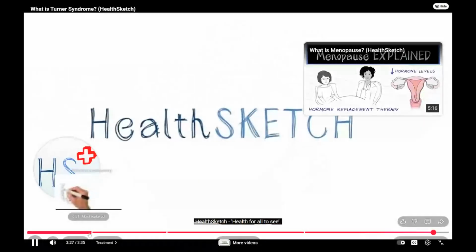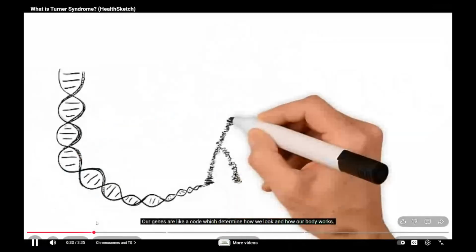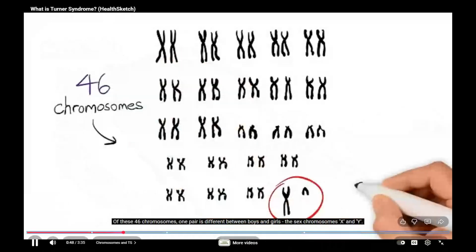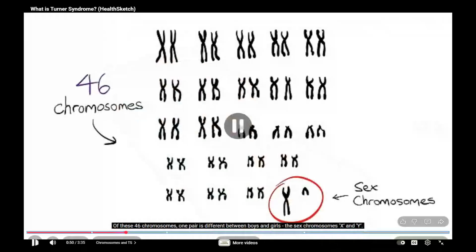Girls' genes are first formed. Our genes are like a code which determine how we look and how our pair is different between boys and girls. The sex chromosomes.